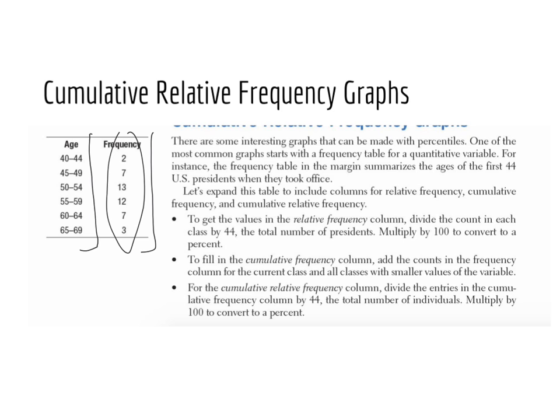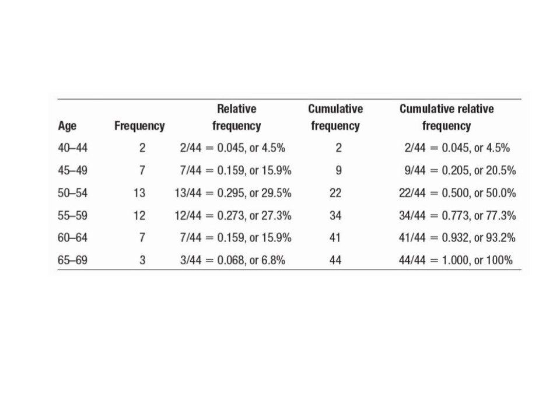So that's the frequency. I'm going to use a different color. On this side, that's what we were just looking at, that table. Now, this is relative frequency. We know that at the time this data was taken, there were 44 presidents. So relative frequency is taking that 2 and dividing it by 44. We take the 7 and divide it by the total.